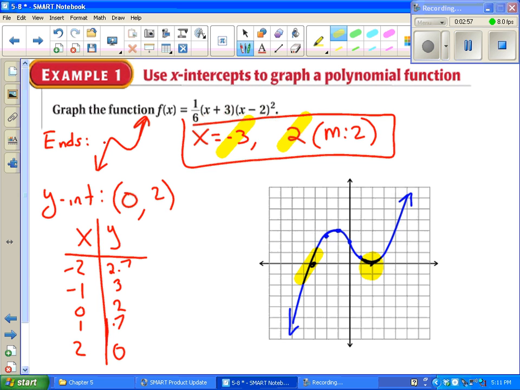Other things I'll be looking for as I grade this is, do you have the arrows going in the right direction? And do you have the right number of bumps? Since this is a third degree, we should have 2 bumps. In fact, we're about to learn a vocab word for those bumps. It's a vocab word we've actually seen before. Anytime it's the top of a bump, you'd say this is a maximum. Bottom of a bump would be a minimum.